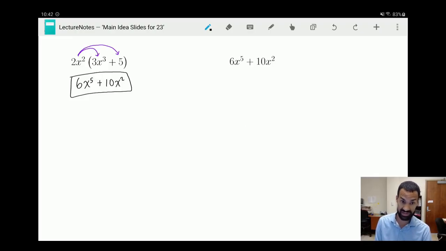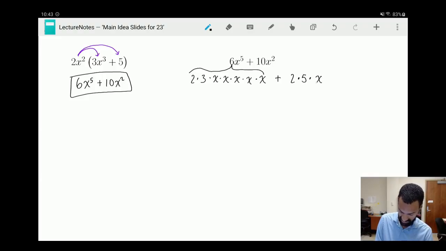So 6x to the fifth. Well, 6 is 2 times 3. X to the fifth power, so 5 x's: 1, 2, 3, 4, 5. This entirely represents the 6x to the fifth power. Then put my plus sign, 10x squared. 10 is 2 times 5, and x squared is x times x. All of this is representing that 10x squared.